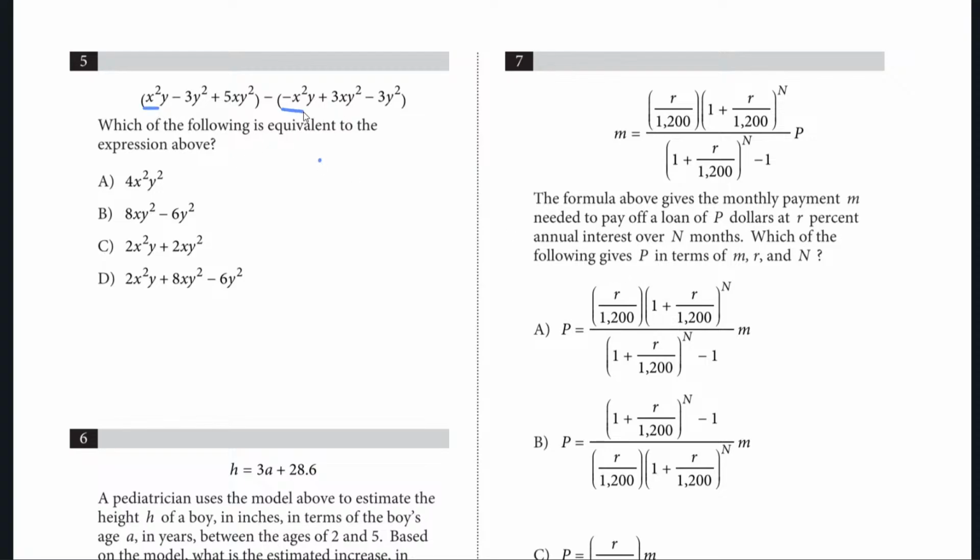Well, let's look at the like terms. We have an x squared y and a negative x squared y. We're subtracting this, so this becomes a positive, this becomes a negative, and this becomes a positive. So we know we're going to have 2x squared y.